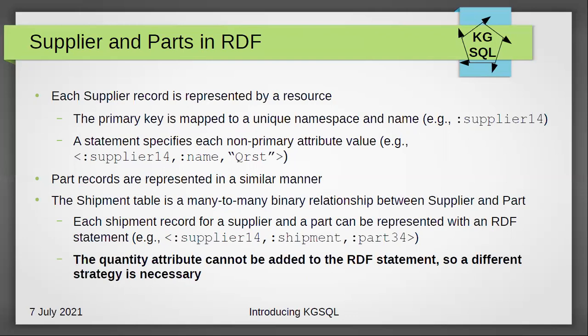And part records are represented in a similar manner. So far, so good. Doesn't seem to be any problem with using RDF for this. But now let's take a look at shipment, the shipment table. This is a many-to-many binary relationship between supplier and part. And you can represent that using an RDF statement, giving the supplier, the relationship name, shipment, and then the part. But we cannot add the quantity attribute to this statement. So we're going to need a different strategy.